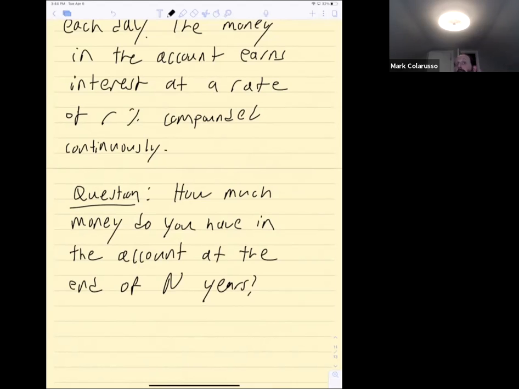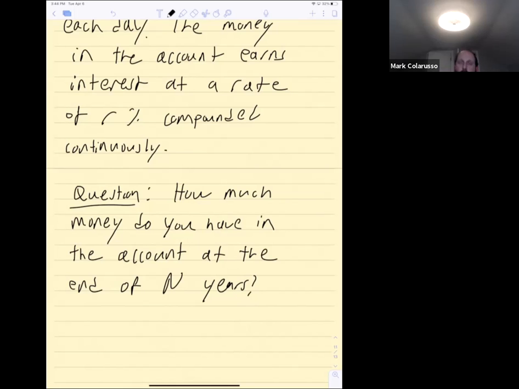But maybe on the first day of the last week, you put in another $20, and that only grows for a week. It only earns interest for a week. So how do you figure out how much money you have at the end when different amounts in the account are earning interest over different time periods? This seems quite complicated.